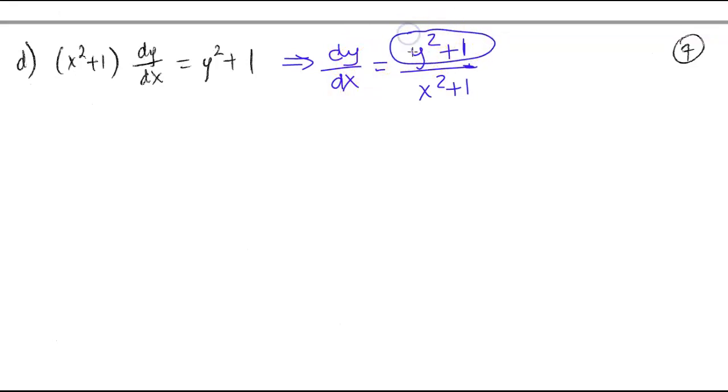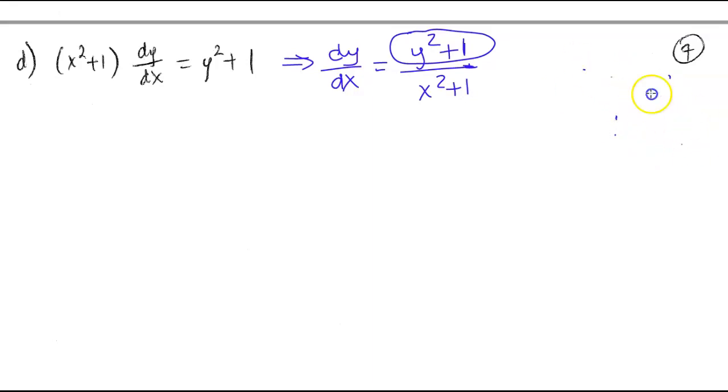Of course, the only way y squared plus 1 is equal to 0 is whenever y squared is equal to negative 1, which means y would have to be plus or minus i, which is a complex number. And we don't consider complex values for constant solutions here. So we will say that we do not have any real valued constant solutions for this particular differential equation. Okay, so we'll go ahead and get rid of this.